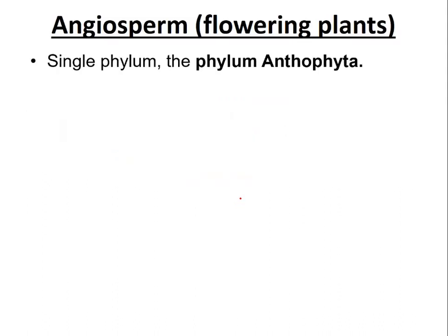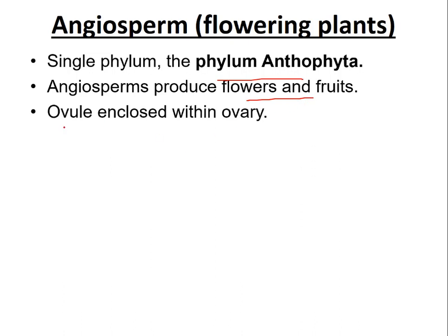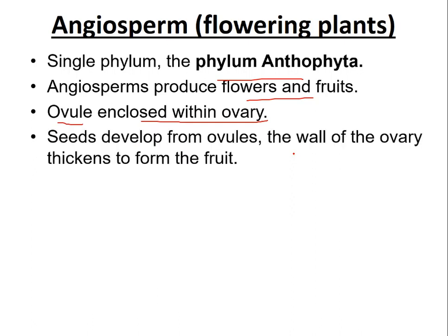Okay, the second category is angiosperm. Angiosperm have only a single phylum, which is phylum Anthophyta. Angiosperm produce flowers and fruits, right? So the ovule is enclosed within ovary. So this is what makes gymnosperm and angiosperm different. In angiosperm, the ovule is enclosed within the ovary.